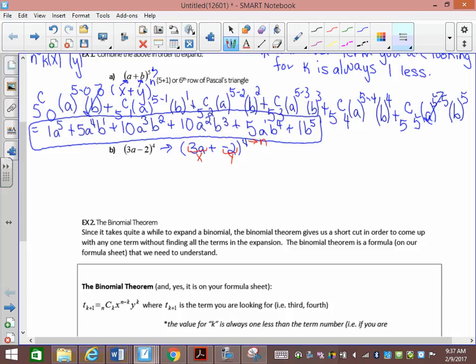So how many terms are we going to have in the end? 5, because n is 4. We're going to have one more, right? So let's try it out. 4C0, because term 1 is 0, x, so 3a to the 4 minus 0, and then y is negative 2 to the 0.